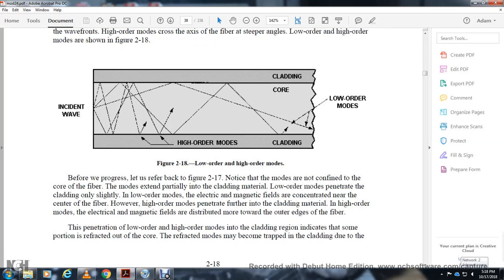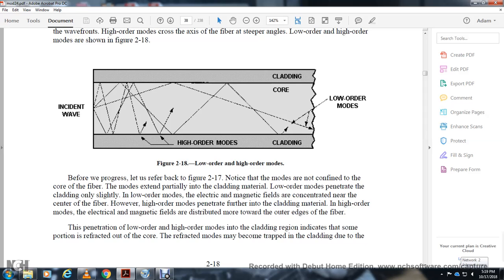Before we progress, let's refer to Figure 2.17. The lower order modes are concentrated within the core of the fiber and partially within the cladding material, perpendicular to the cladding. Electric and magnetic fields are concentrated near the center of the fiber for the lower order modes, while the higher order modes penetrate further into the cladding material. The higher order modes have their electric and magnetic fields distributed more toward the outer edge of the fiber.